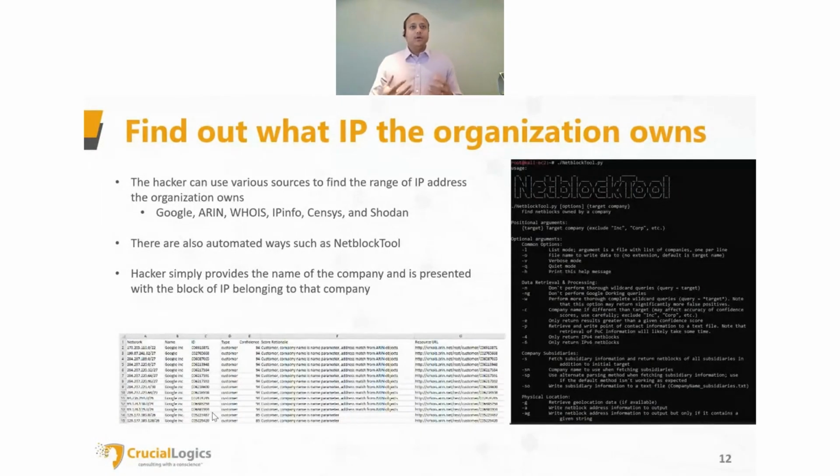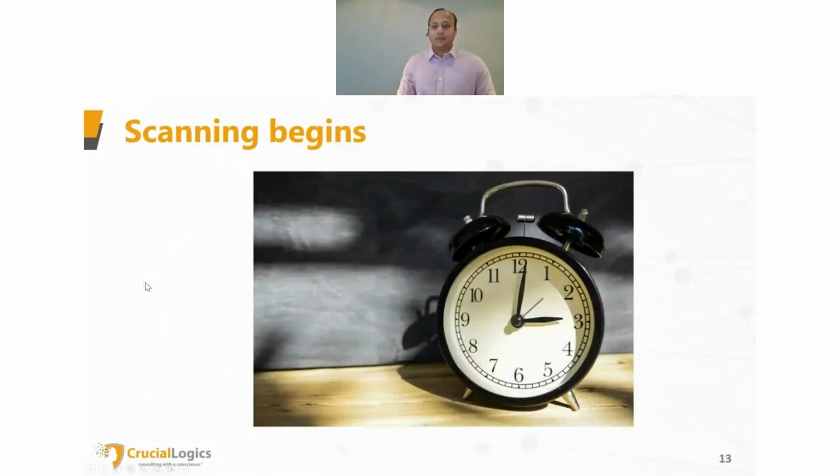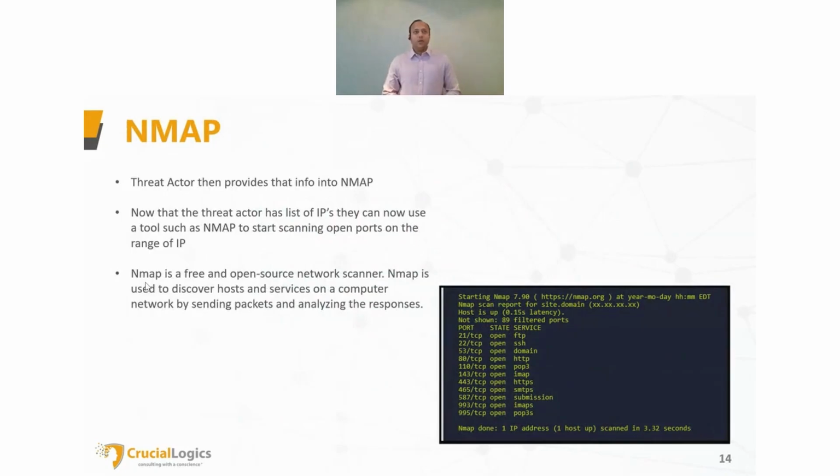But then there's an automated way to make things easy for the hacker. The NetBlock tool will help you target an organization simply by providing the domain name of the organization, and then it will provide you the block of IPs that belong to an organization. In the screenshots on the right-hand side, at the bottom of the screen, what you see is the block of IP addresses that's owned by Google. And so now that you have the block of IP addresses, scanning begins at 3 a.m. in the morning. How does the scanning begin? There is a tool called Nmap.